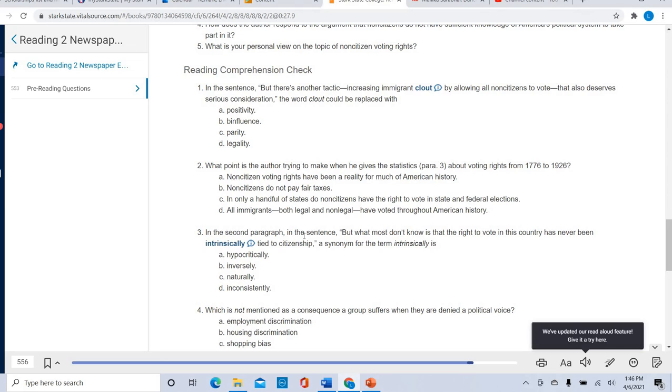Make sure you answer question 3. It is another vocabulary. It's asking for a synonym.